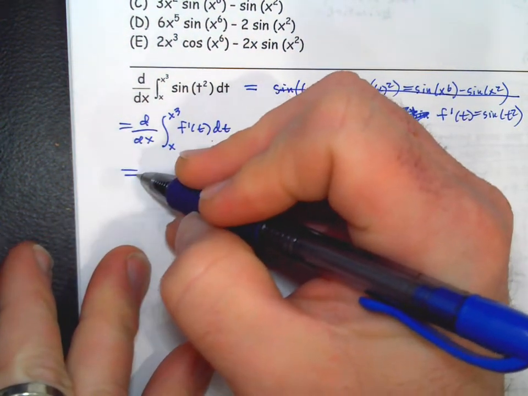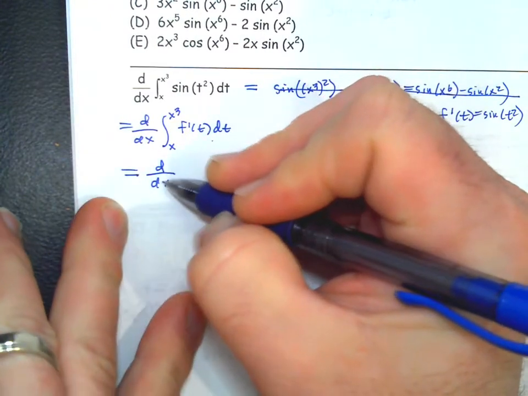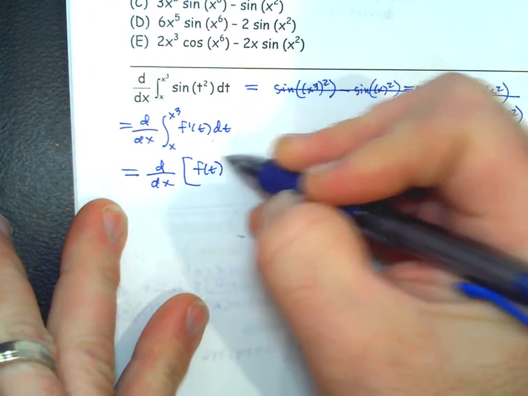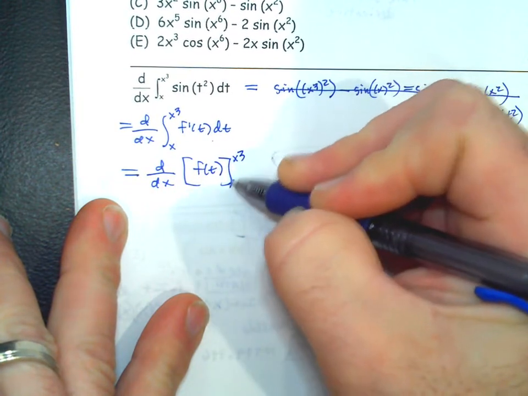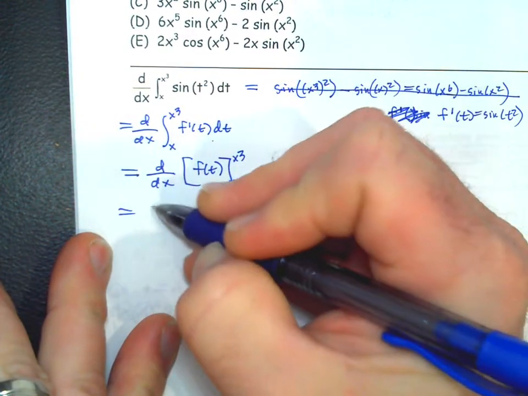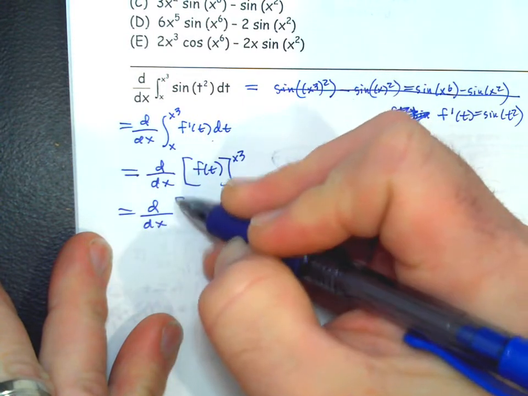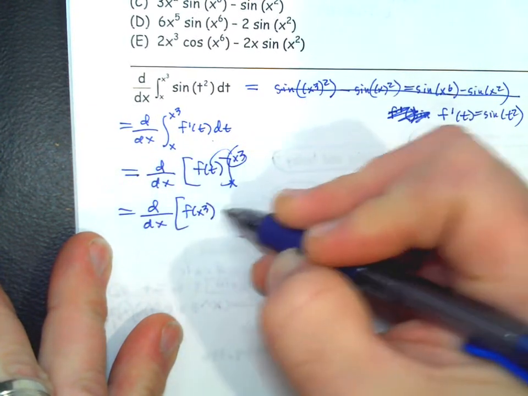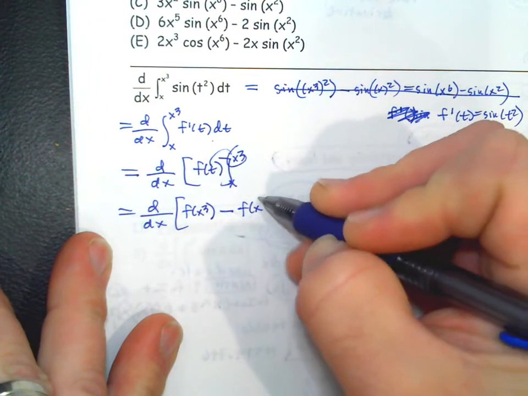Using what we know, though, we know that integrals undo derivatives. So you get the original function, right? That's fundamental theorem of calculus part 1. And then we would usually plug the top limit in first and the bottom limit in second, right?